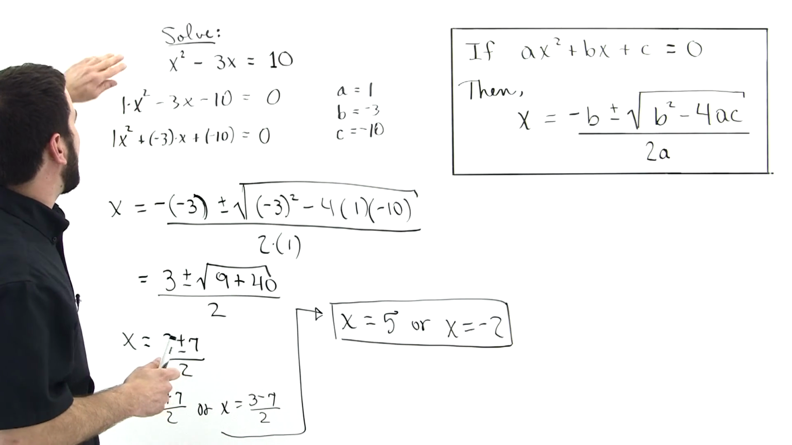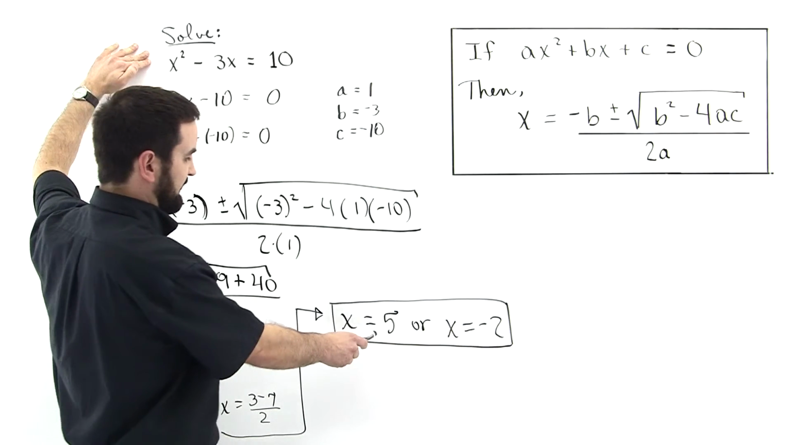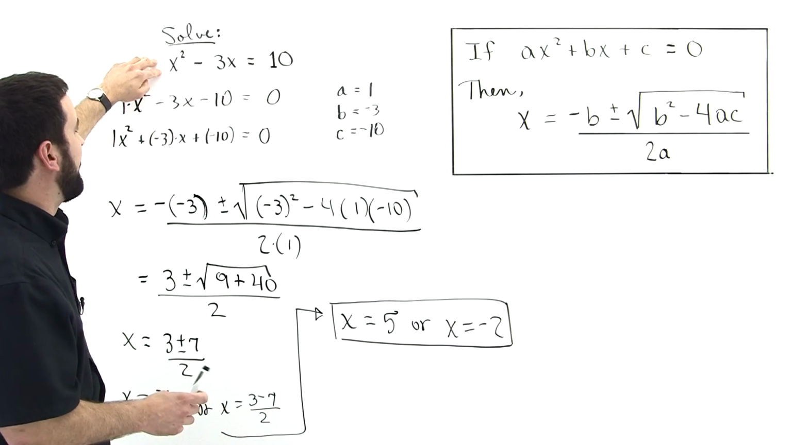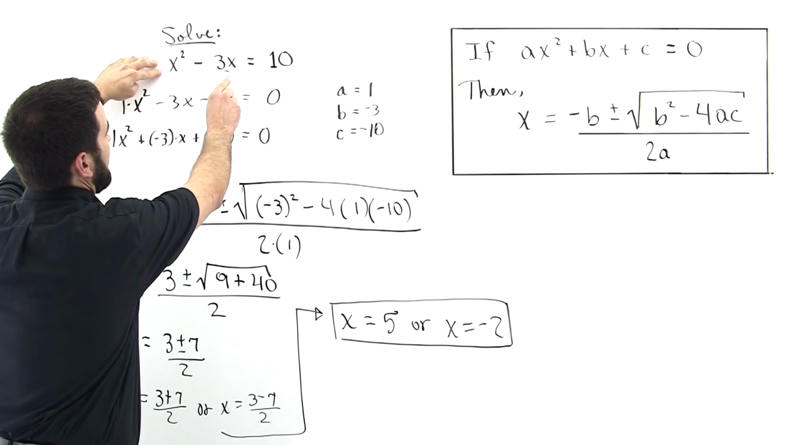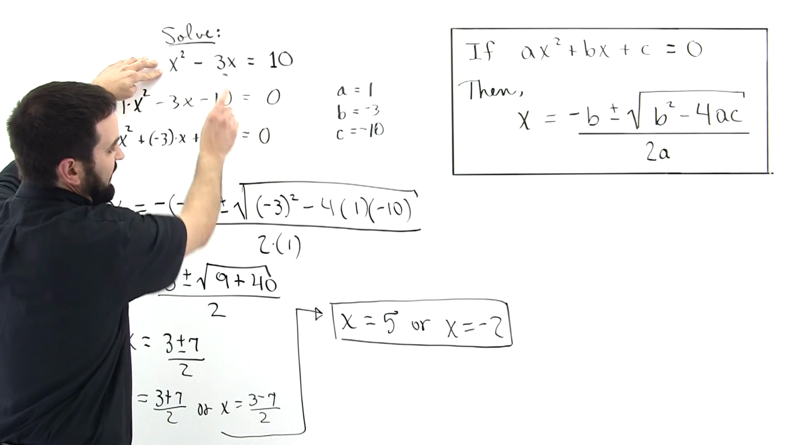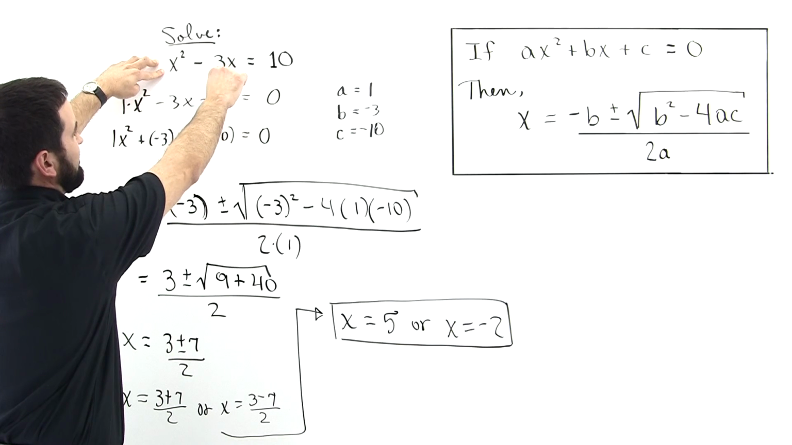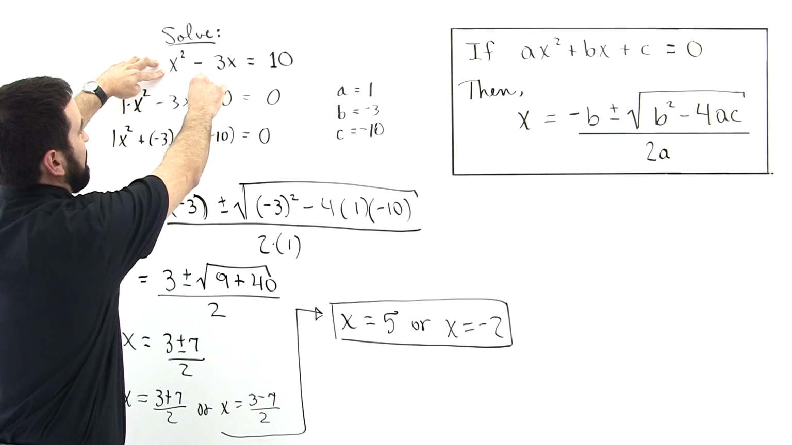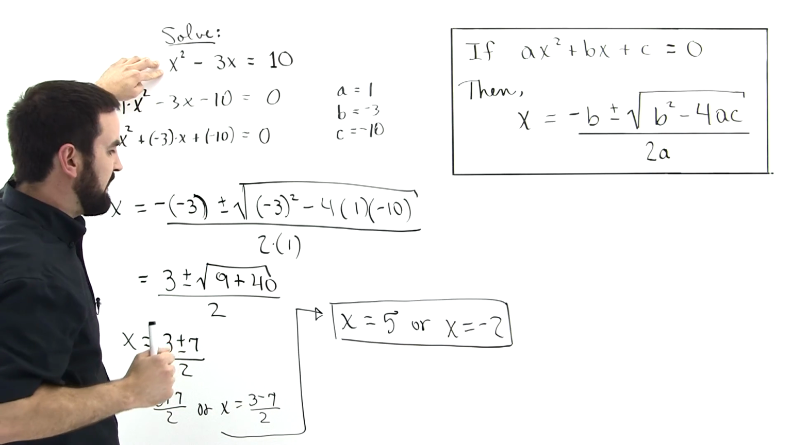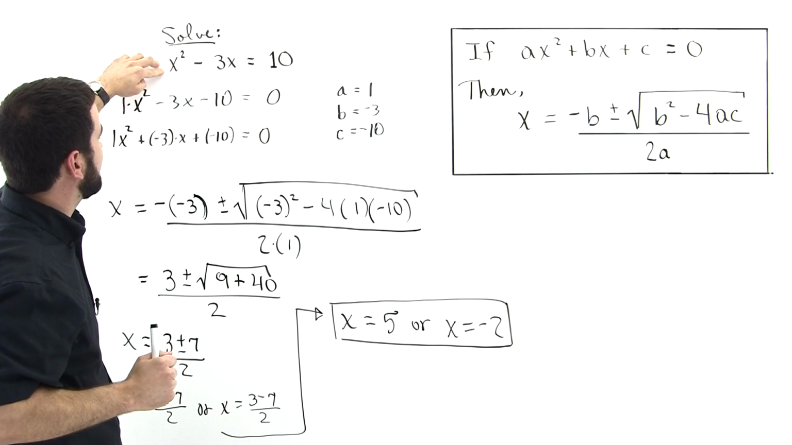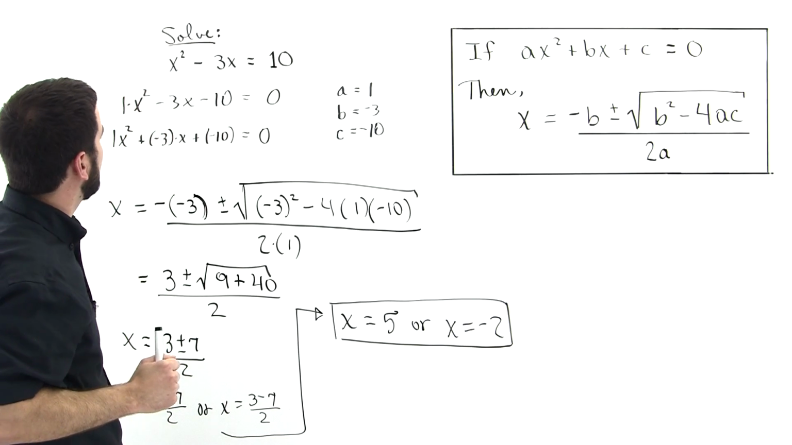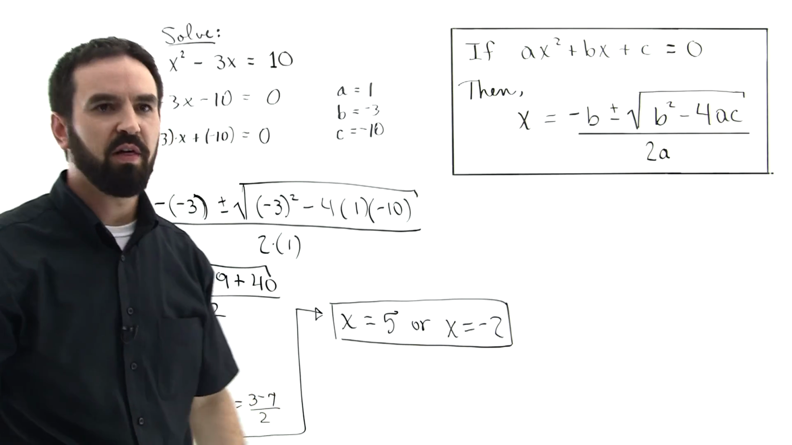Now you could plug it back into this. Just take this 5 for example. 5 squared is 25 minus 3 times negative 2 gives negative 6. So minus a negative 6 gives a positive number, right? So then 25 plus 6. Huh? Man, all that way for nothing?